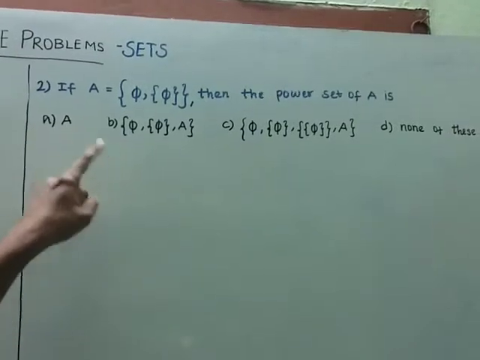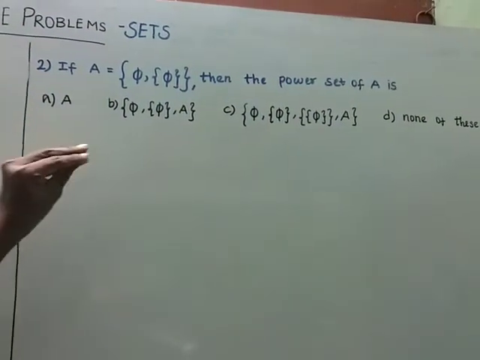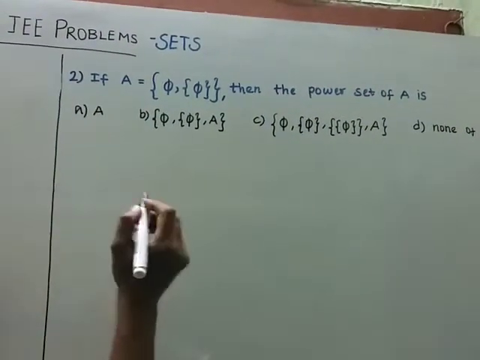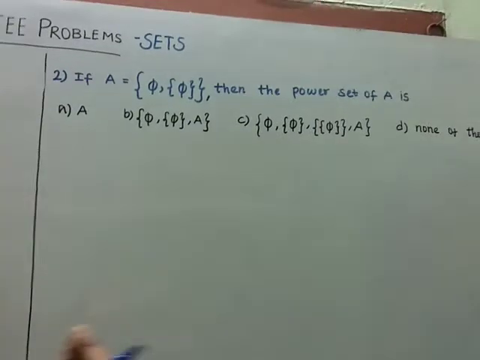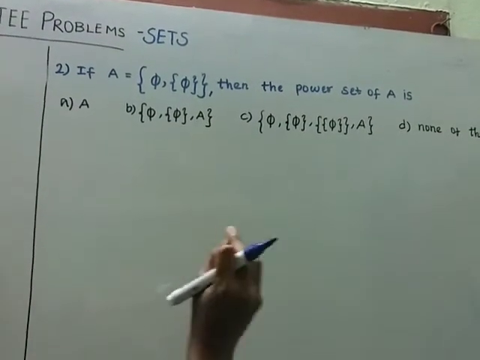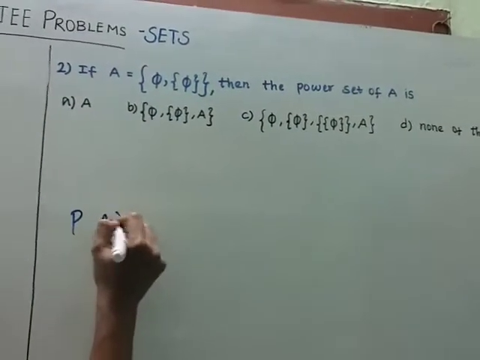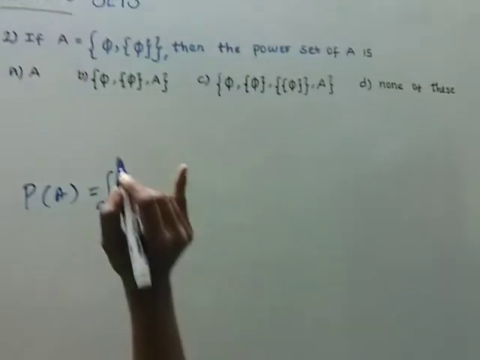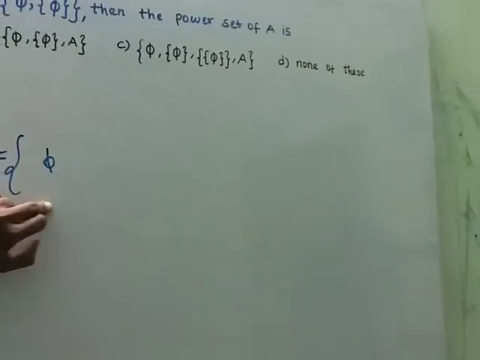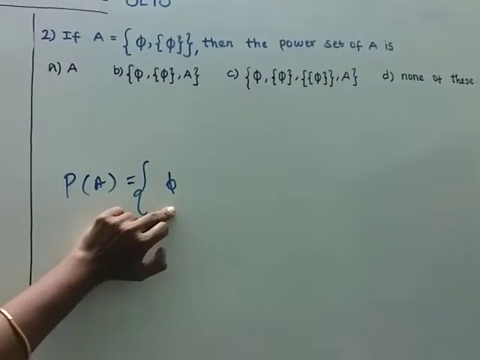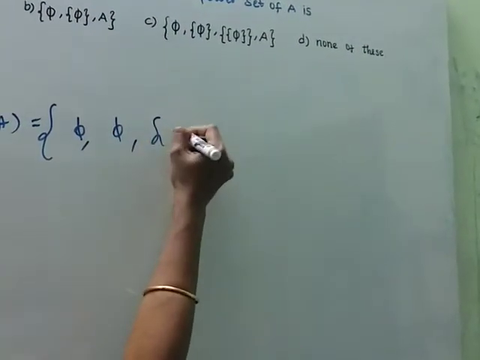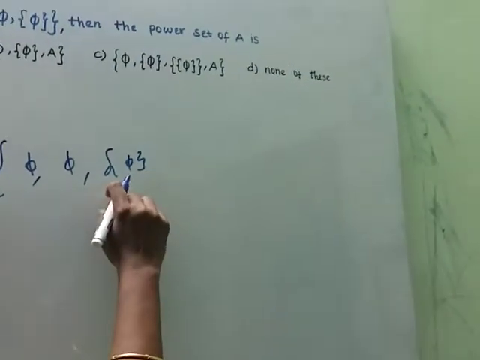Next we pass on to: if A is equal to the set containing null set and another set containing the singleton set null set, then the power set of A is. So here how will you write the power set? Power set means the collection of all subsets of A. So we are going to write P of A as the set of all subsets. So what are the subsets here? When you start writing the subsets, you have to start with the empty set. So here first I am writing the empty set. Again in the set itself we are having one empty set. Then a set containing the singleton set of the empty set.